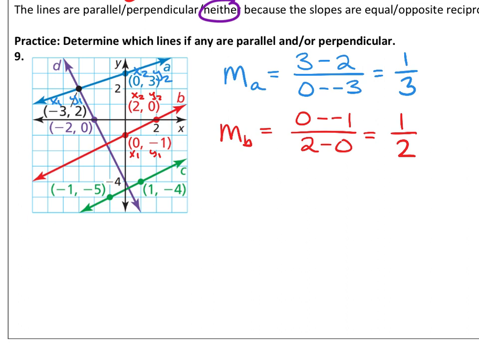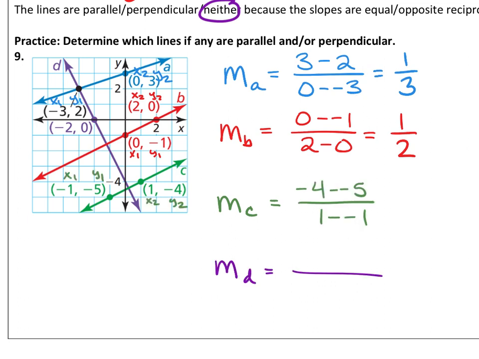Let's make sure you know where these numbers are coming from. I want you to find the slope of C, which for me is the green one, and the slope of D, which for me is that purple one. You're finding those slopes, so label the points, find the slope. Before you ask me a question, there must be labels on your points today. Then I will help you.